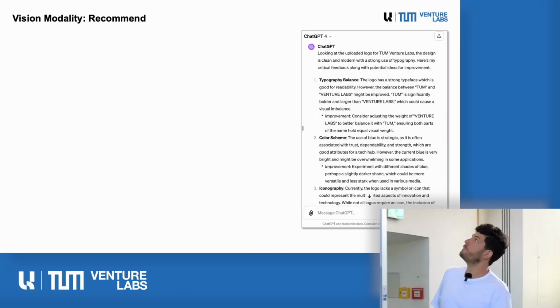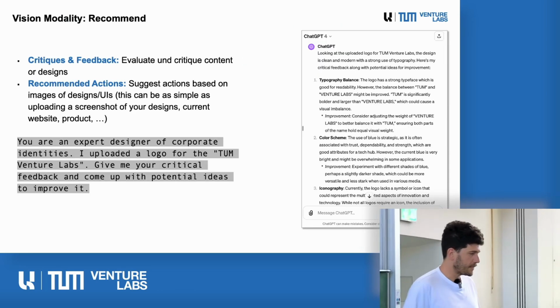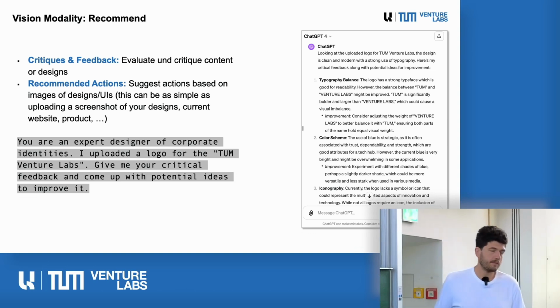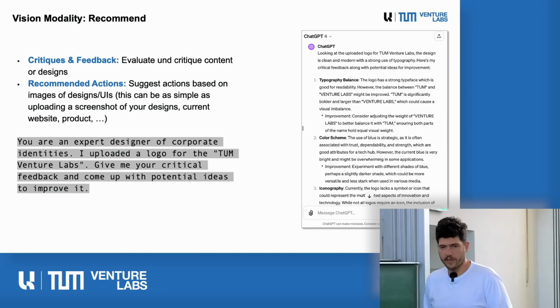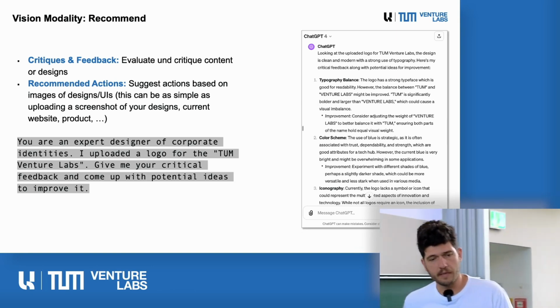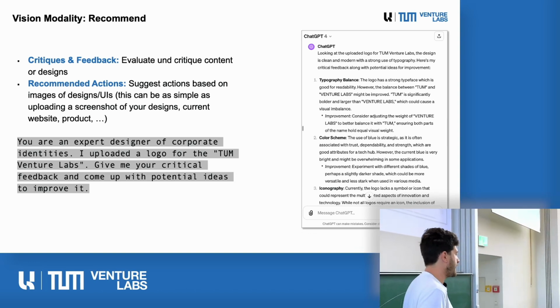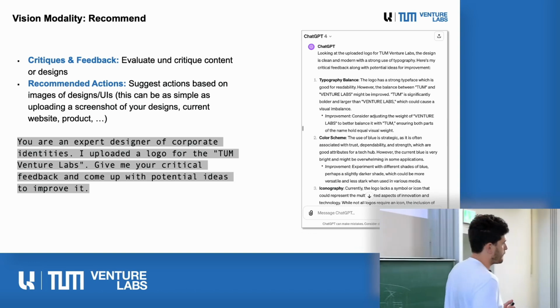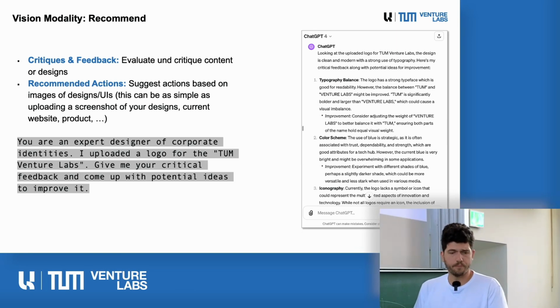So, what does that mean, for example? When we look at, for example, the Venture Labs logo, we can give it our logo and extract some information from that. For example, what color is it? What type of typography is it?